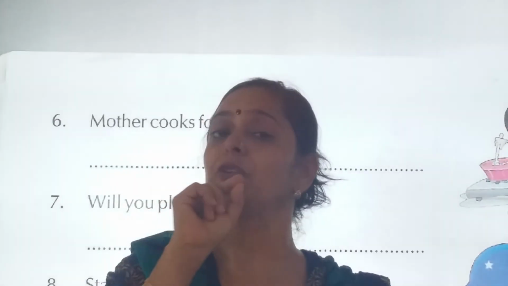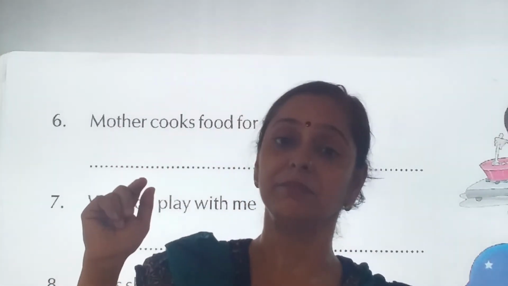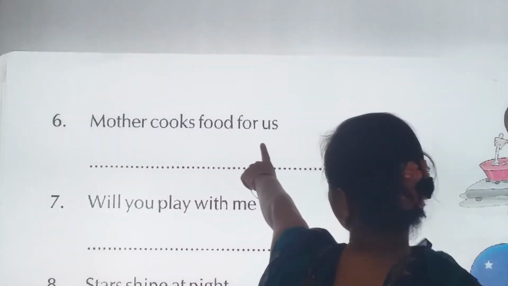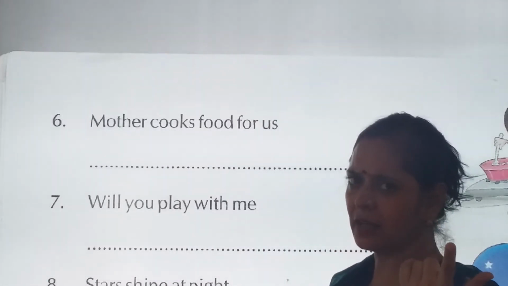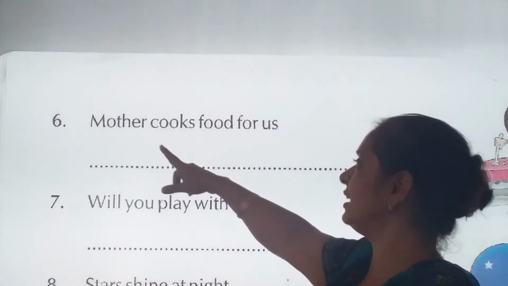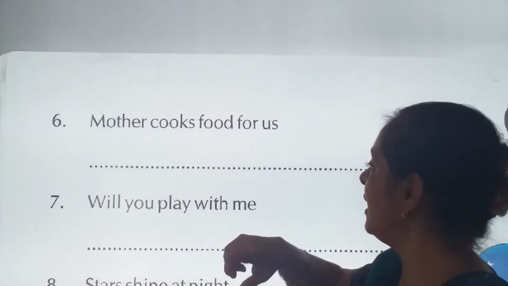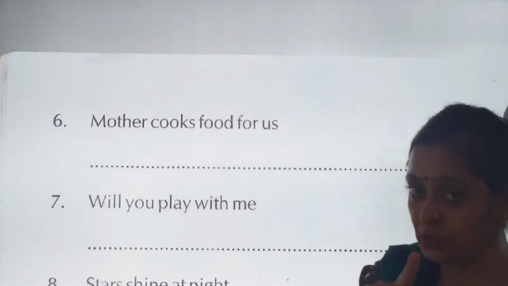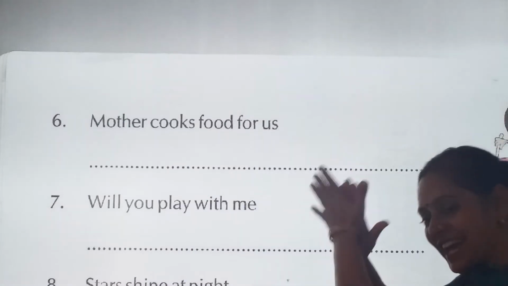Do you remember? If I am giving a statement, you have to put a full stop, and if I am asking something, then there will come a question mark. Correct. So, mother cooks food for us. मैंने आपसे पूछा मम्मी क्या कर रही है, कि मैंने बताया mother cooks food for us. So what will come here? Full stop. Another one. Will you play with me? I am asking you. Then what will come over here? Question mark. Correct. Very good.